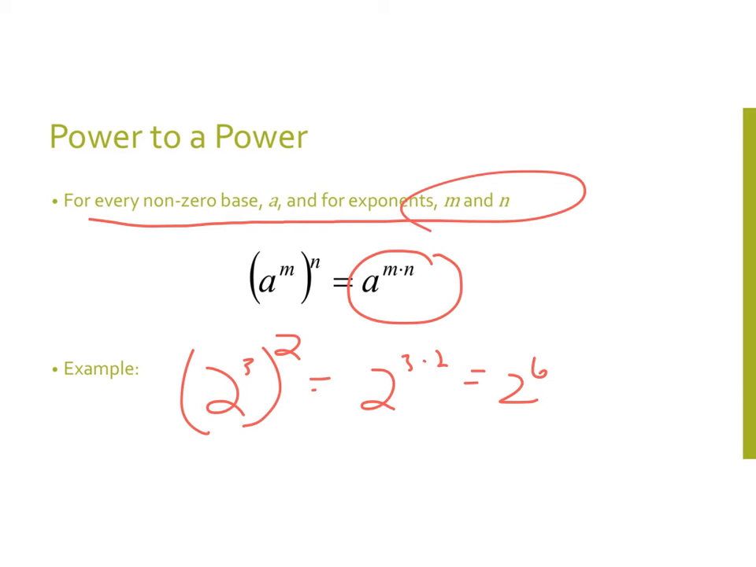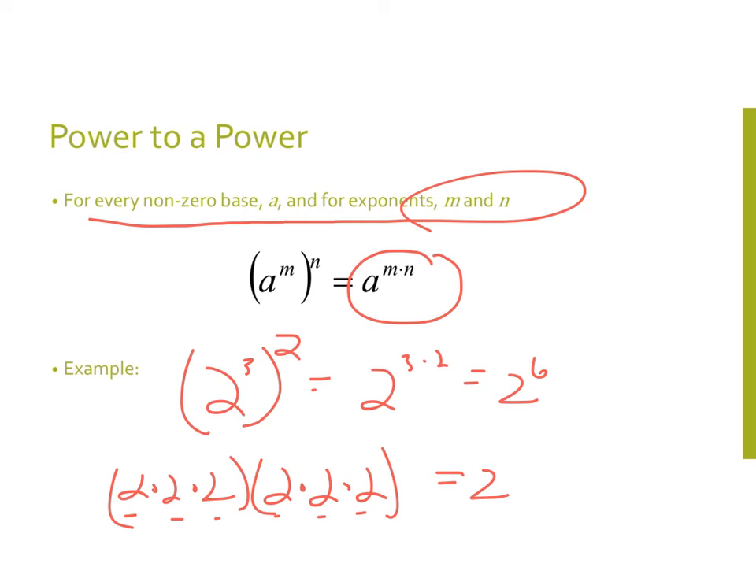Now the reason that works, if I have 2 to the third, that's like 2 times 2 times 2, right? And if I have that squared, that means I have 2 of those. 2 times 2 times 2. Well, that's 1, 2, 3, 4, 5, 6 2's multiplied, 2 to the sixth power. But again, the rule is a nice shortcut, a power to a power.